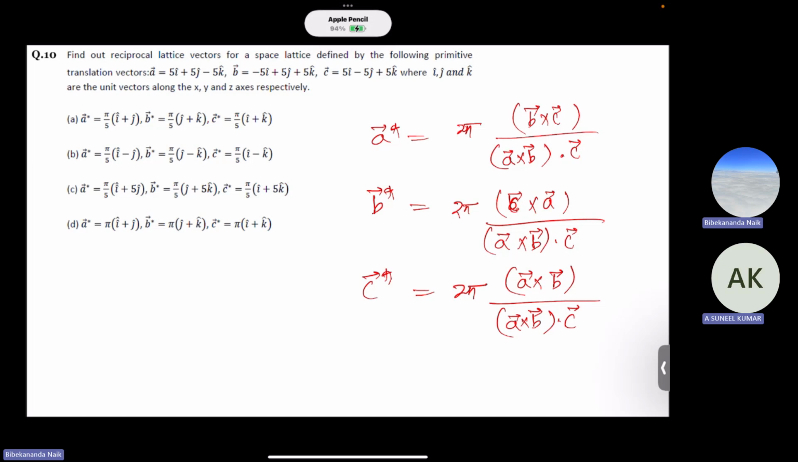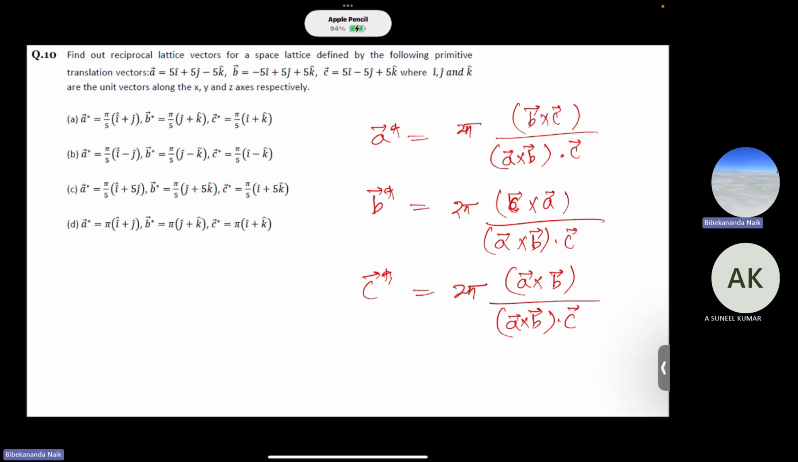Is it option A? Yes, so option A is the correct option. Did you calculate using all these three formulas? I calculated, sir.